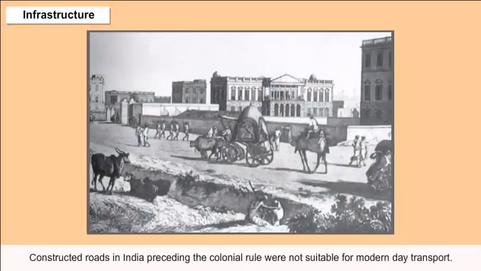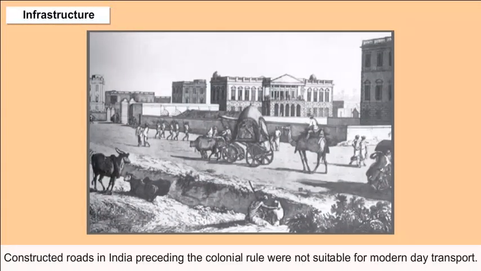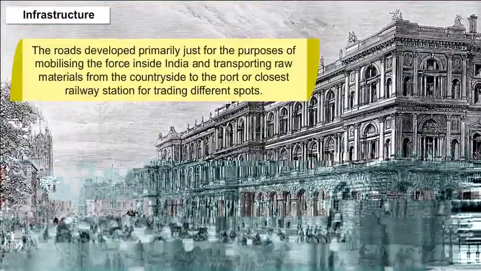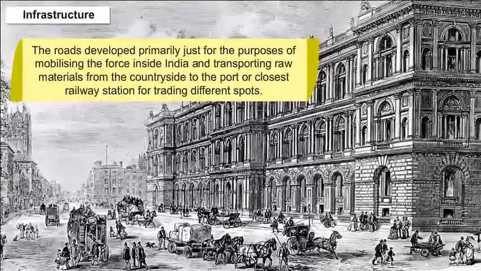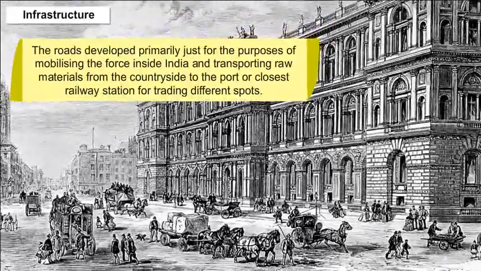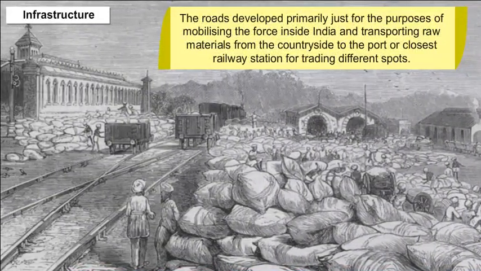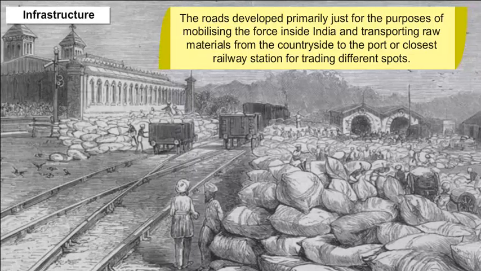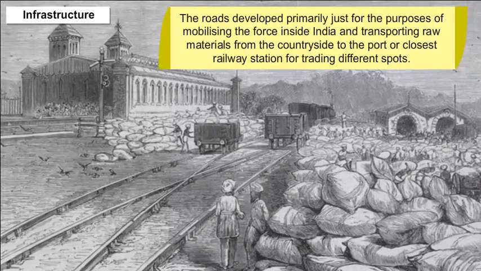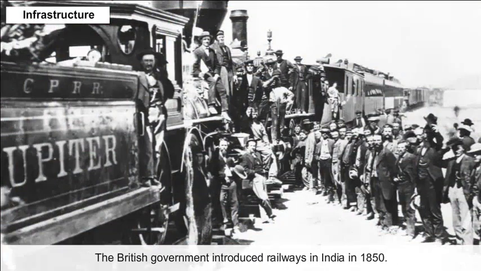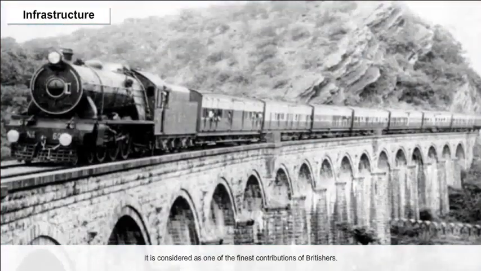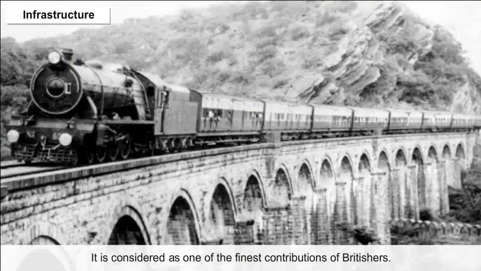Infrastructure. Roads constructed in India preceding the colonial rule were not suitable for modern-day transport. The roads were developed primarily just for the purposes of mobilizing the force inside India and transporting raw materials from the countryside to the port or closest railway station for trading at different spots. The British government introduced railways in India in 1850. It is considered one of the finest contributions of the Britishers.